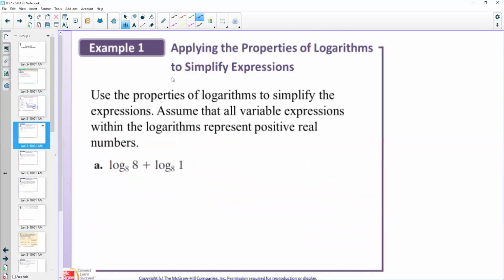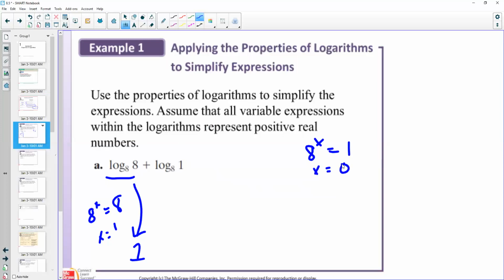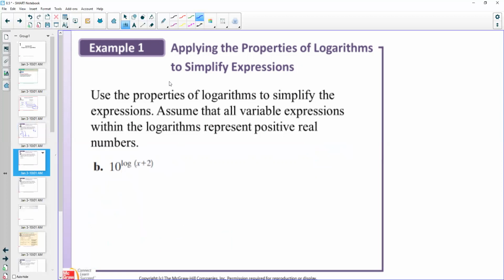So, for example, we're going to simplify what's right here. Log base 8 of 8 in exponential form would just be 8 to a certain power gets me 8. Well, x has got to be 1. So this has a value of 1. Log base 8 of 1 means something to some power gets me 1. Anything to the 0 power is 1, so it's got to be 0. So that's got a value of 0. So 1 plus 0 equals 1. Finished. That's it. Okay. Try another.